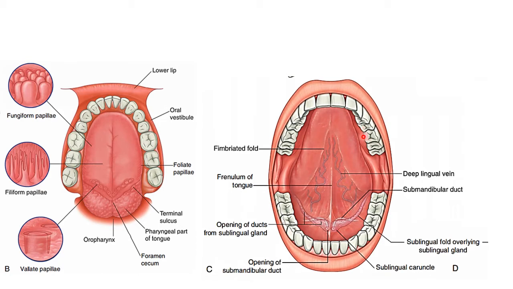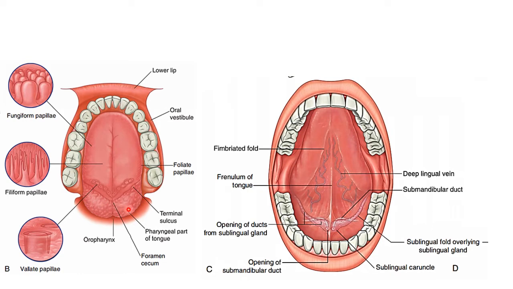The dorsal surface is convex on sides. It is divided by a V-shaped sulcus, the sulcus terminalis, into two parts. The anterior two-thirds are the oral part of the tongue and the posterior one-third is the pharyngeal part of the tongue.